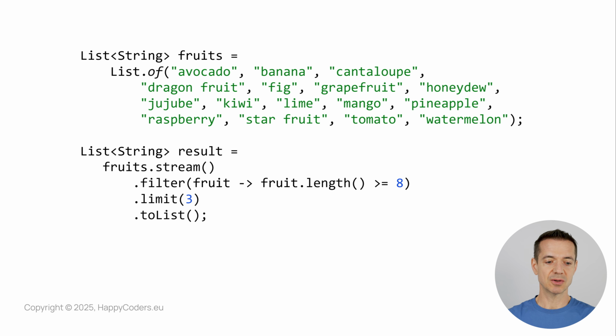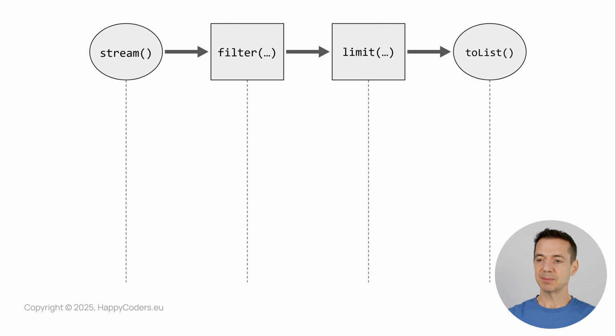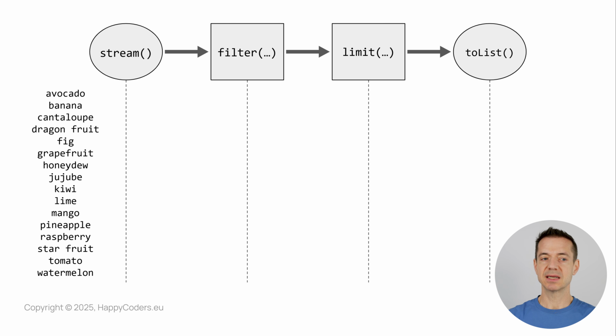And it proceeds as follows. This is meant to represent the stream pipeline, and this is the list of elements. The spliterator now pushes the first element, avocado, to the filter stage. That stage checks whether the word has at least 8 characters. It does not, therefore the filter operation does not pass the element on to the next stage of the pipeline. The spliterator pushes the next element, banana, to the filter. That one is also too short and is not passed along.